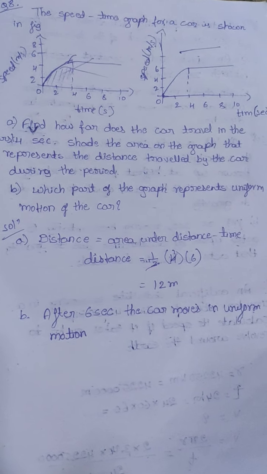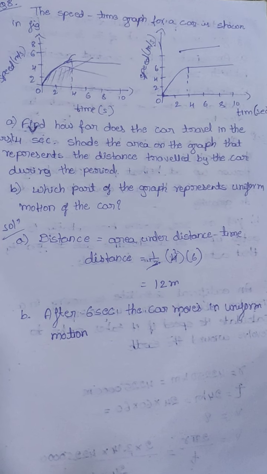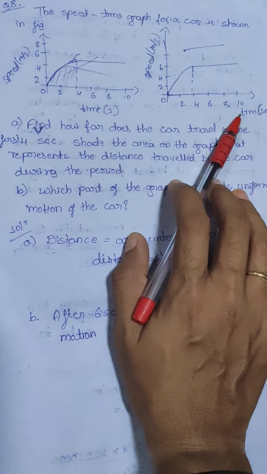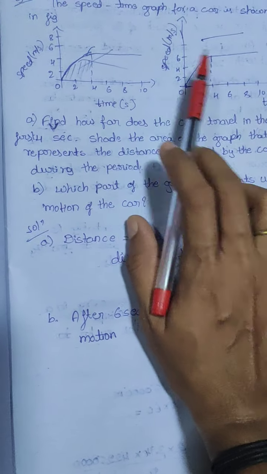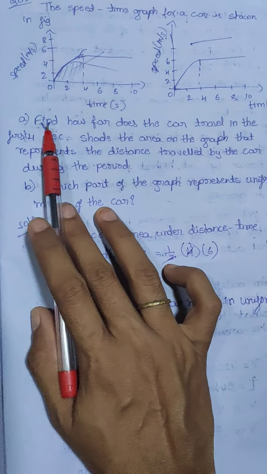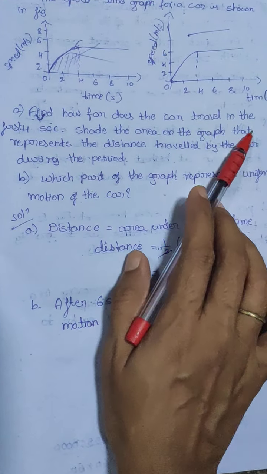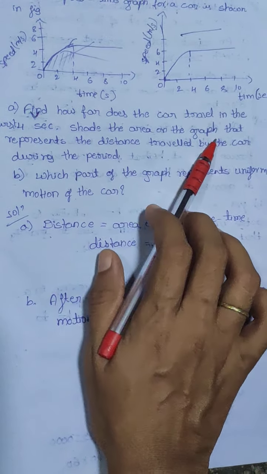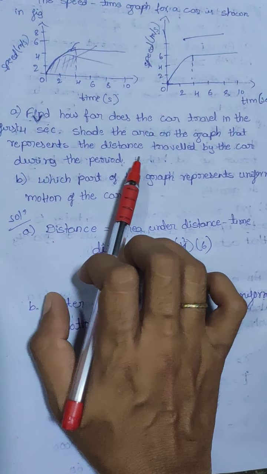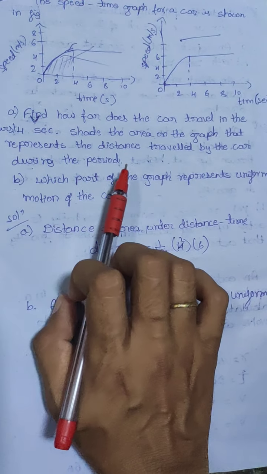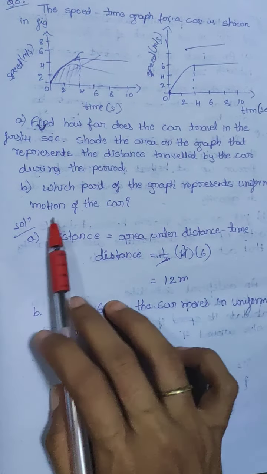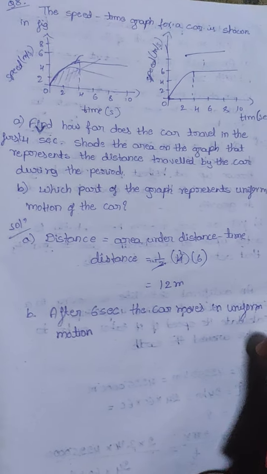So next question, the speed time graph for a car is shown. So this is the speed graph, speed versus time graph for a car. So this is the speed and this is the time. For this, find how far the car traveled in the first 4 seconds. Shade the area on the graph that represents the distance traveled by the car during the period. B question, which part of the graph represents the uniform motion of a car?